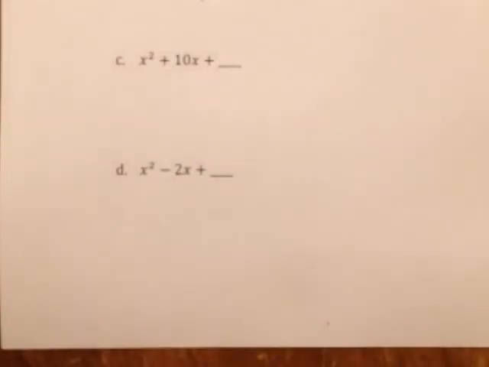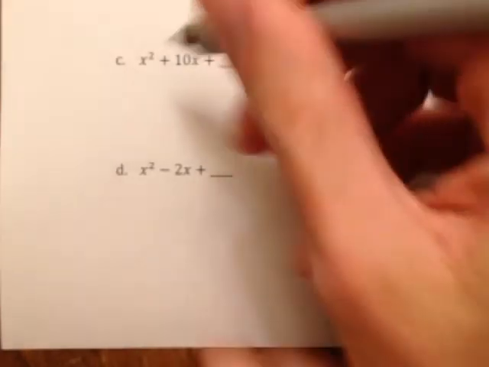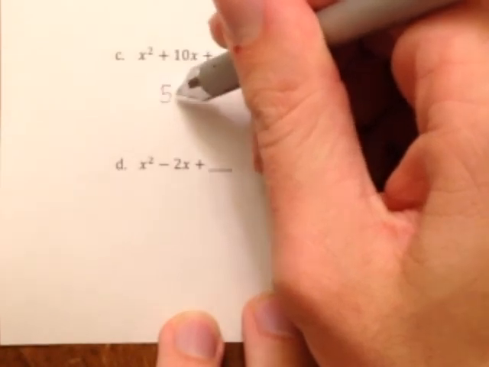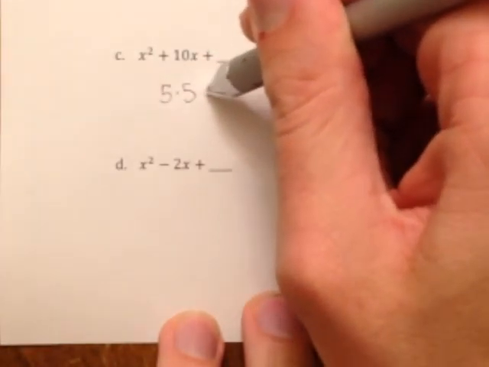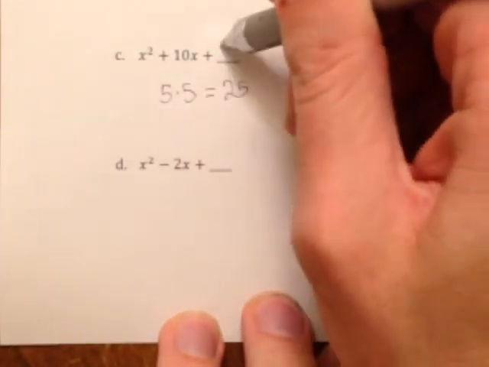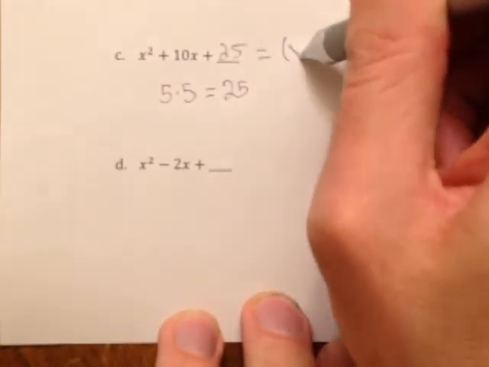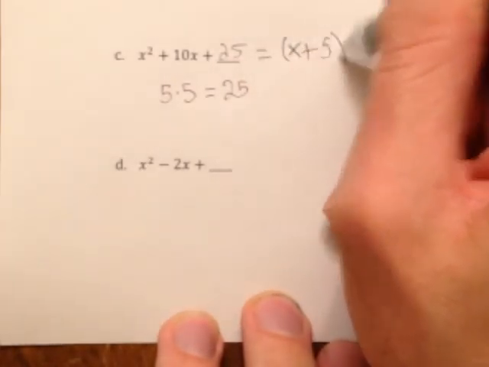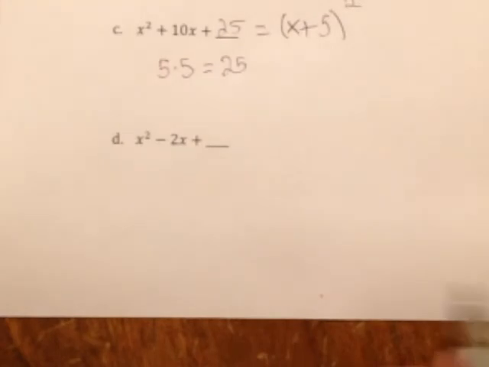Okay, so for C, two of the same number that make 10 are 5. Okay, 5 and 5 will make 10. And 5 times 5 is 25. So 25 goes there. And I get x plus 5 times x plus 5, or x plus 5 squared.